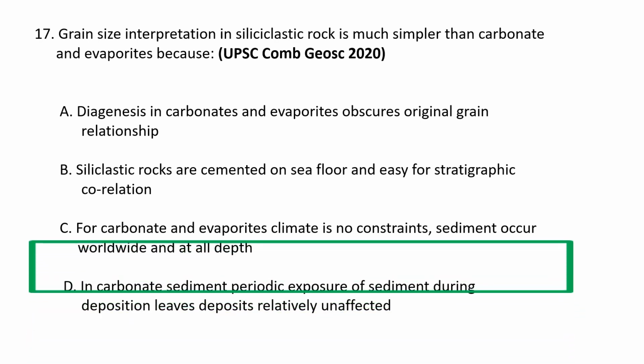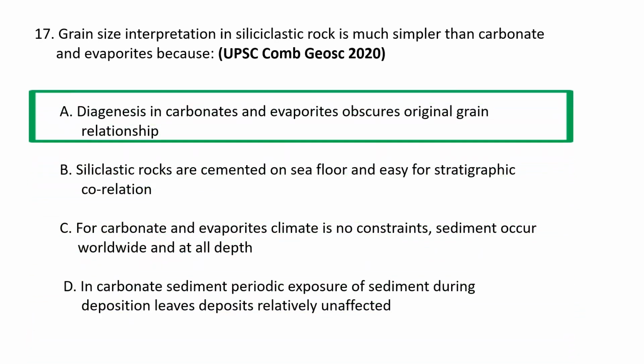So the correct option is diagenesis in carbonates and evaporites obscures original grain relationship. So grain size interpretation in siliciclastic rock is much simpler than carbonate and evaporites, because diagenesis in carbonates and evaporites obscures the original grain size relationship. A is the correct option. Next question.